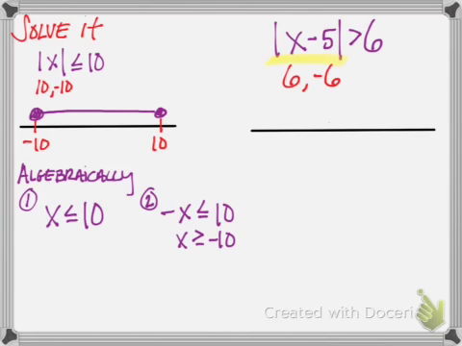Let's take one that's a little bit more complicated. So absolute value of x minus 5 is greater than 6. Well, we know what has to be in the absolute value. The absolute value is either 6 or negative 6. Those are the only numbers that will work. And we're going to look for numbers that are greater than it. So if I had negative 7 in the absolute value, that would work. Negative 20. If I had 20, 21, 22, absolute value of all those numbers would be greater than 6.